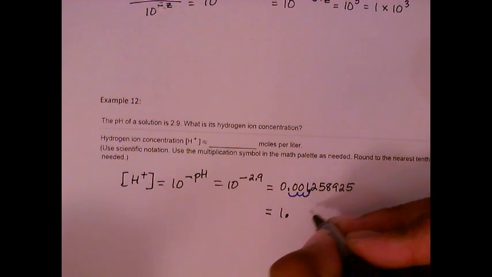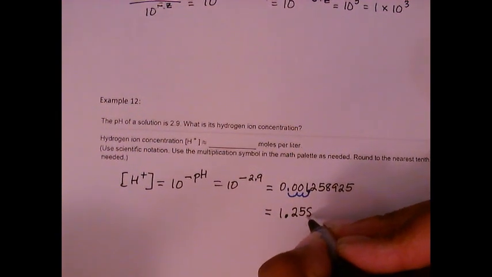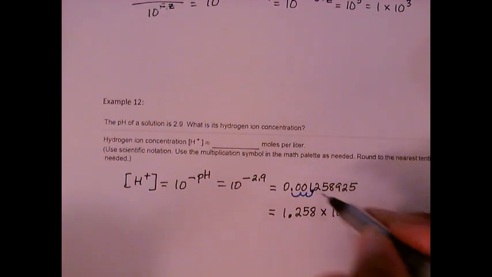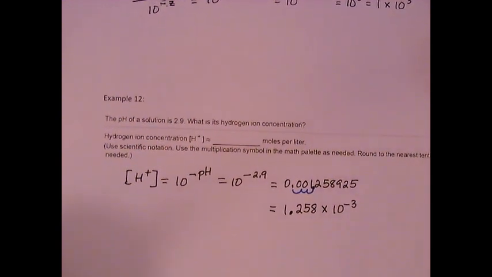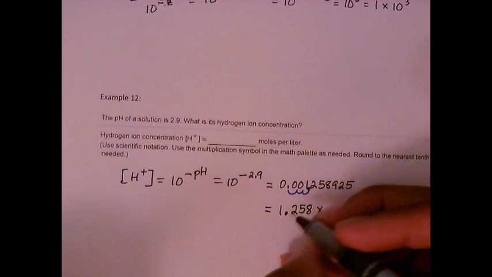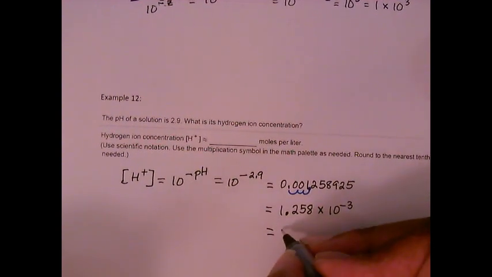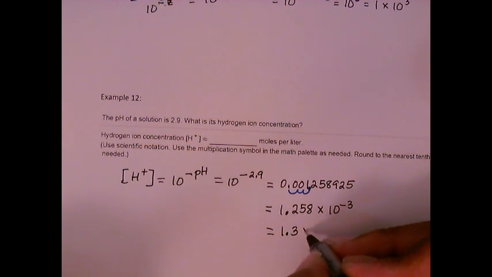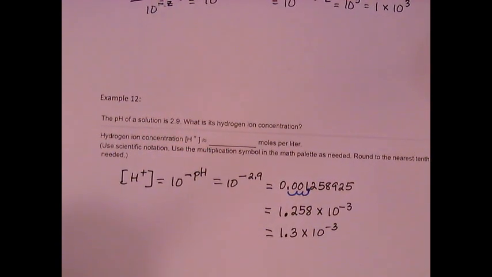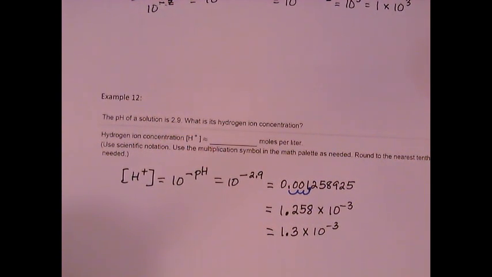So this will be 1.258 times 10 to the, and I moved it over 3 places to the right, so the power of 10 has to be negative. So it'll be 1.258 times 10 to the negative third. And they want this to the nearest tenth, or to 1 decimal place. So this part to the nearest tenth will be approximately 1.3 times 10 to the negative third. So the hydrogen ion concentration will be approximately 1.3 times 10 to the negative third moles per liter.